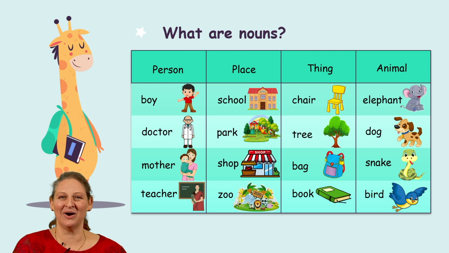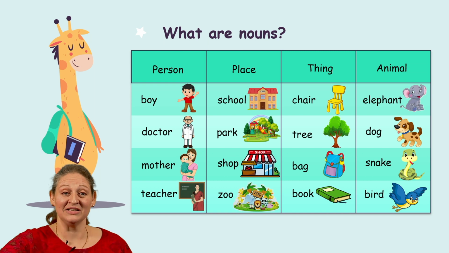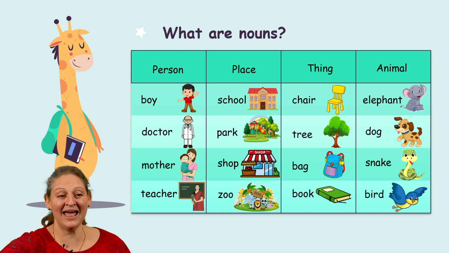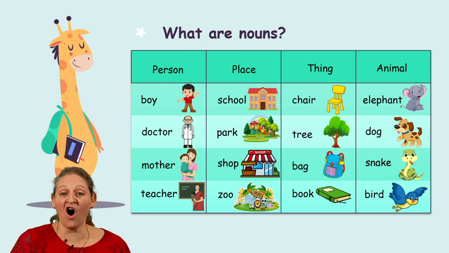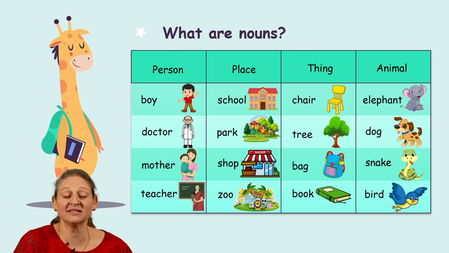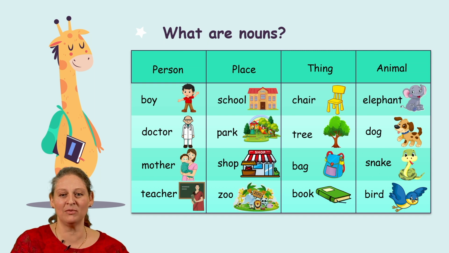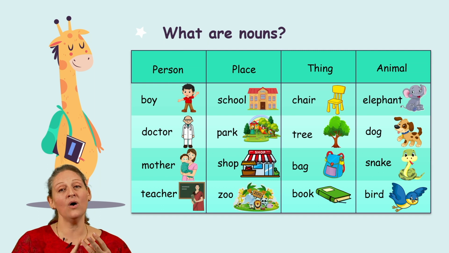Oh, you're so smart. Now, what about things? Chair, tree, bag, book. Can you think of any others? Duster. Yes. Mouse. These are all things. Yes, they are objects around us. Next, animals. Elephant, dog, snake, bird. Can you think of any others? You're right. A cat is an animal. Lion. Oh, yes, you're right. Lion is an animal. So we know that nouns are naming words. They name a person, place, thing, or animal.